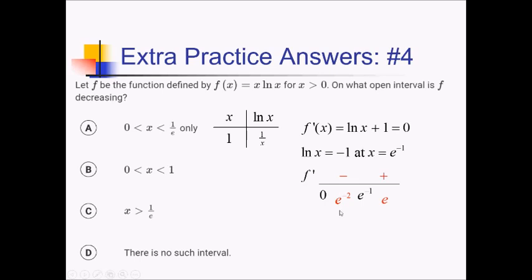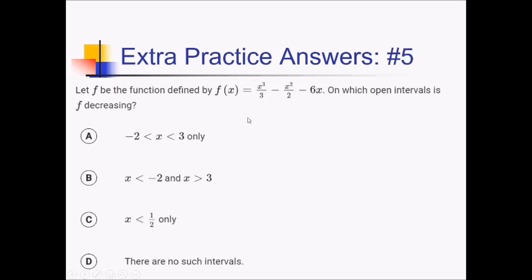So we see here that f prime is less than 0 between 0 and e to the negative 1, which means that f is decreasing on this interval. So let's see here. That's going to end up being choice A that we're decreasing on.